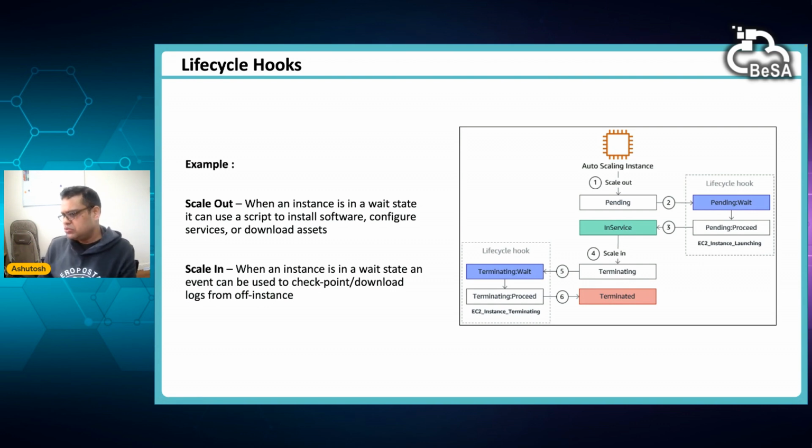If you want to install some sort of software, or take some logs, or whatever you want to do, you can just pause this process, and then the instance goes to in service. Same you can do for the scale in event. When an instance is terminating, it does not go directly from terminating to terminated. Suppose you want to take some logs, or a snapshot, or run some sort of analytics, whatever you want to do with it, you can just add a lifecycle hook in here and perform your analytics.